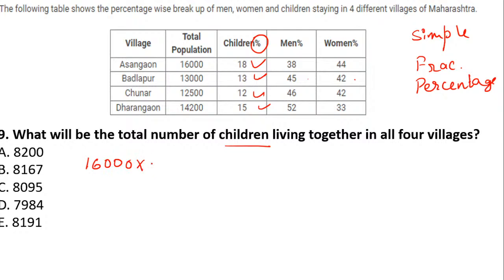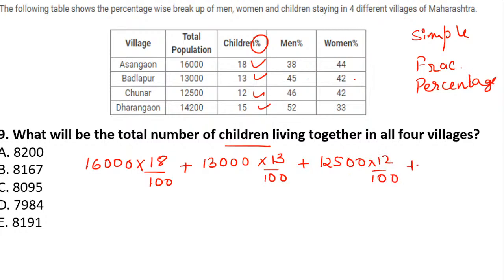Asangaon population is 16,000, right? How much percentage is children? 18%. I told you whenever percentage comes, you need to divide it by 100. We will write 18 upon 100. Then 13,000 into 13 upon 100. Plus 125 into 12 upon 100 plus 142 into 15 upon 100.